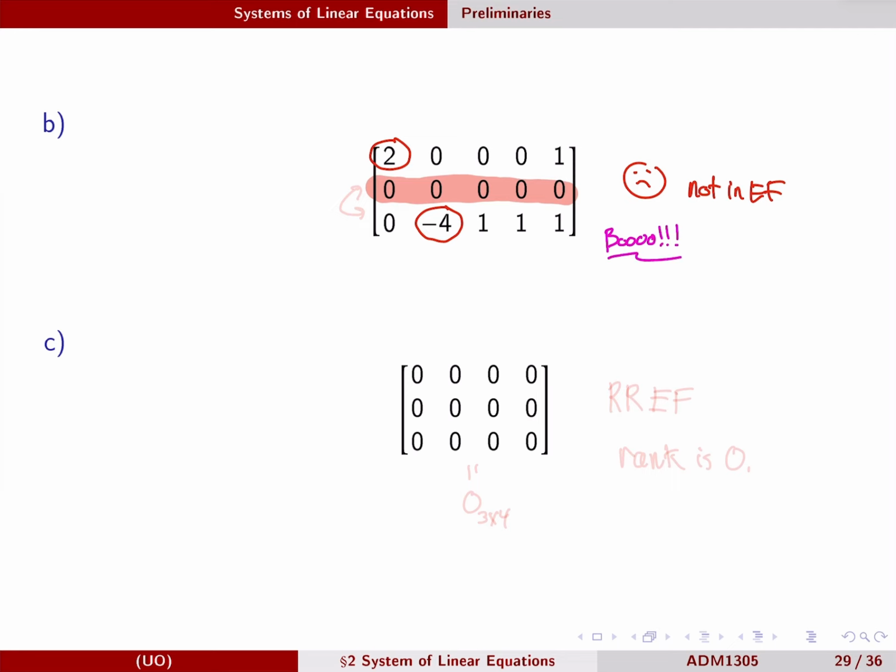But it's almost in echelon form. If you could simply swap those two rows, we would have something in echelon form. And this is something that we're going to do very soon.